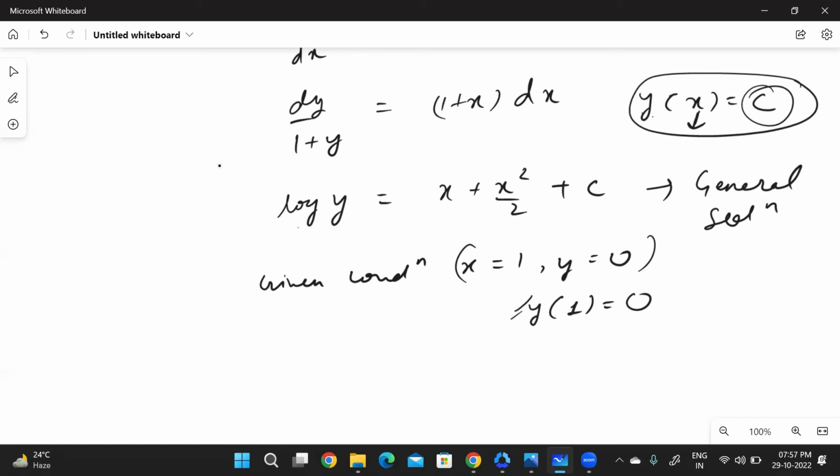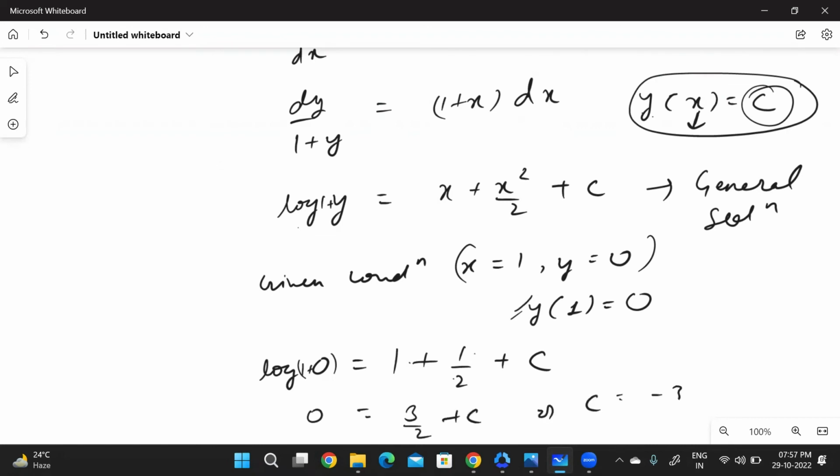So we get y is 0, and here we are substituting 1. Wait, this was 1 plus y. So here we get log 1, and log 1 is just 0, and 1 plus 1 by 2 plus c, that is 2 plus 1, 3 by 2, plus c. So we get c as minus 3 by 2.